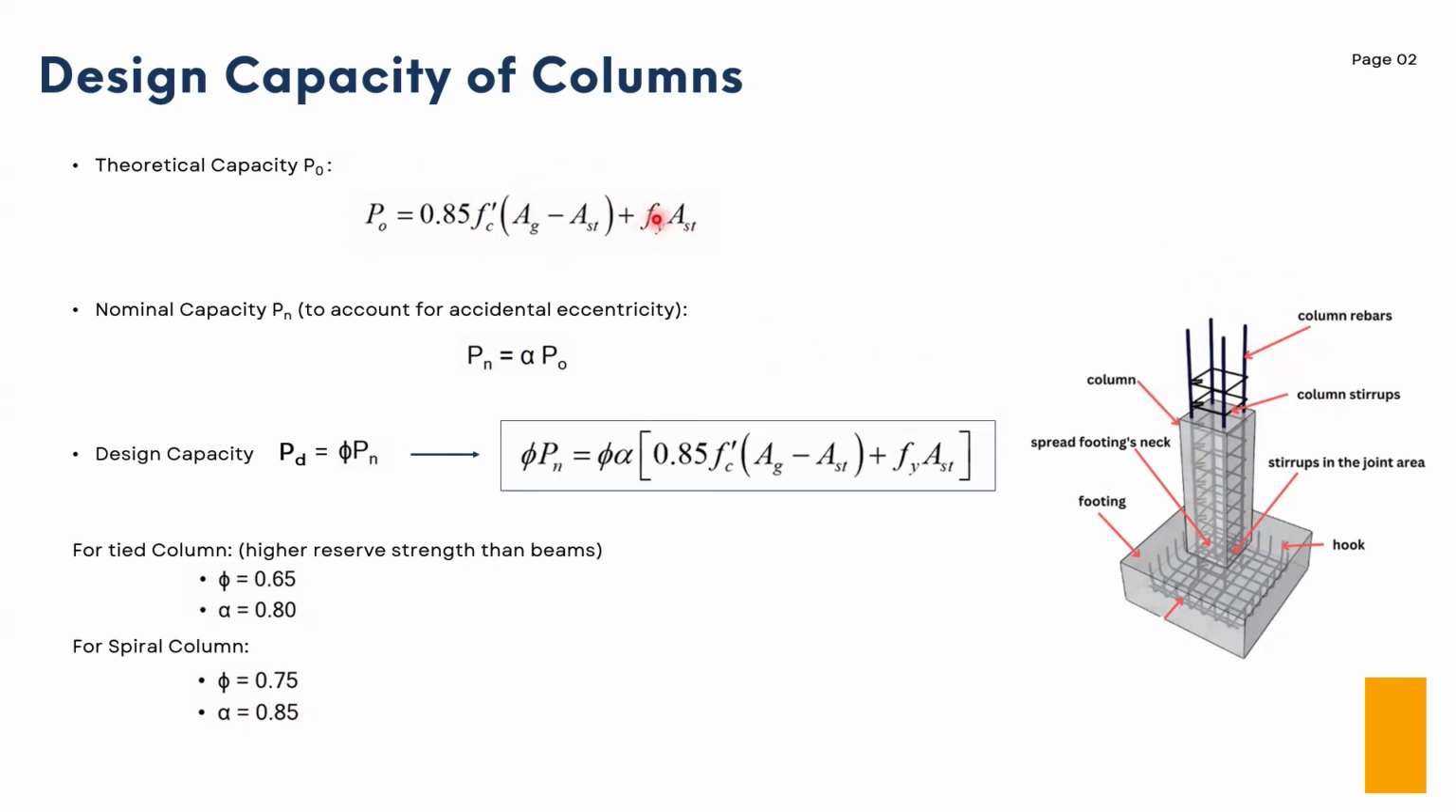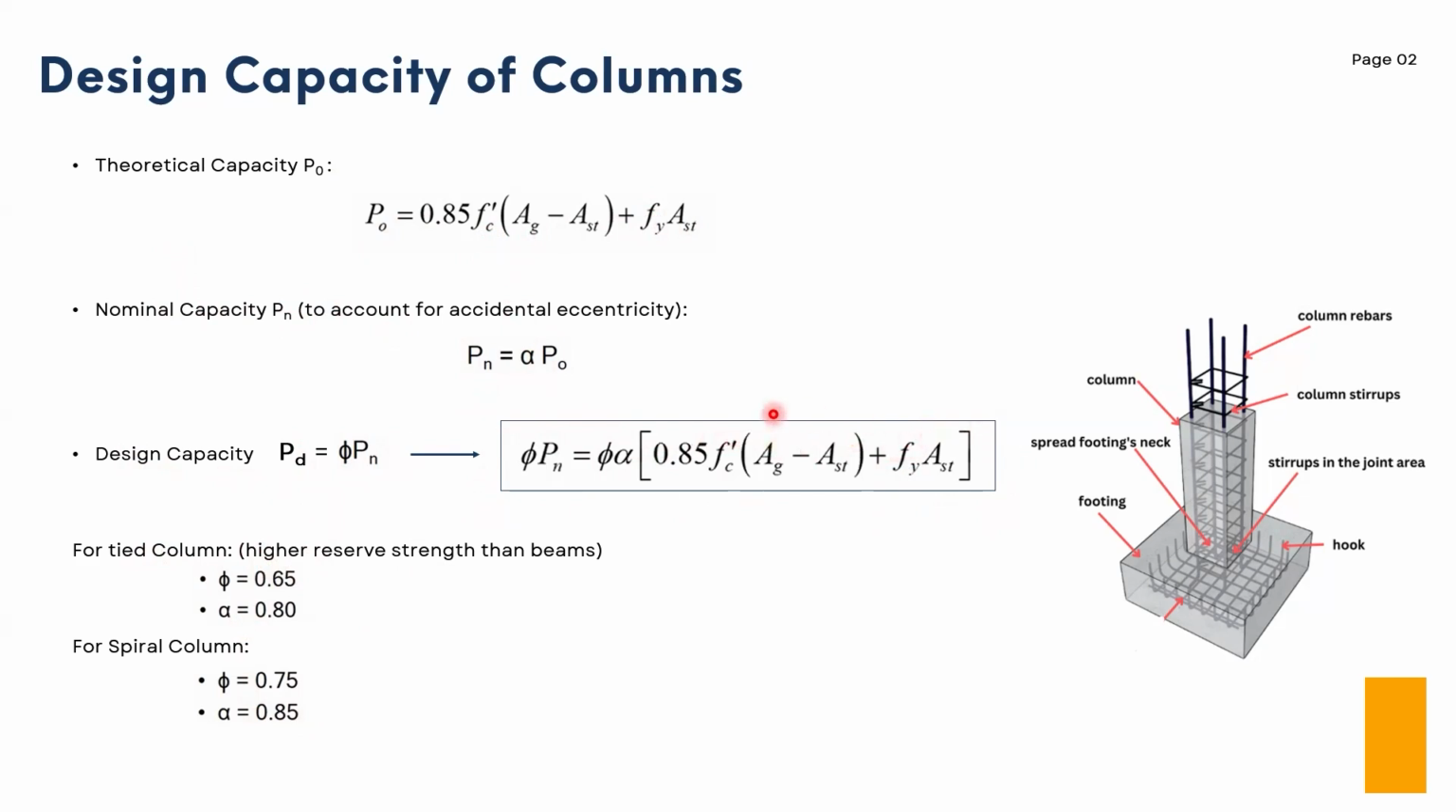Fy is the yielding stress of steel. Okay, so as for the nominal capacity, it's alpha P0. Alpha is a parameter determined by the code and which depends on the shape of the ties. And then from Pn, we can reach the design capacity of the column PD, which is phi Pn. Phi is also the reduction factor determined by the code. So we arrive finally at this design capacity equation.